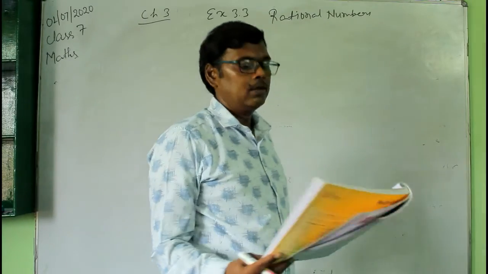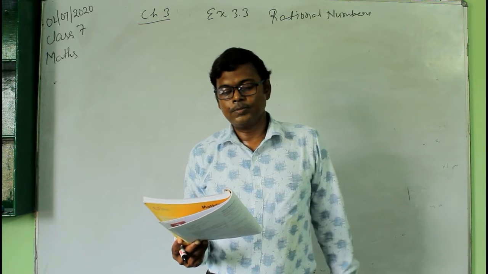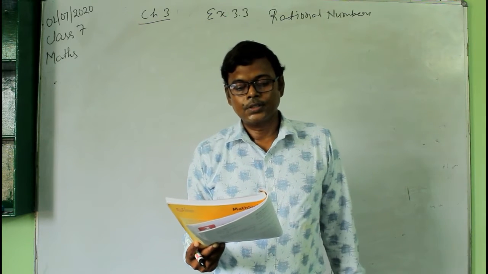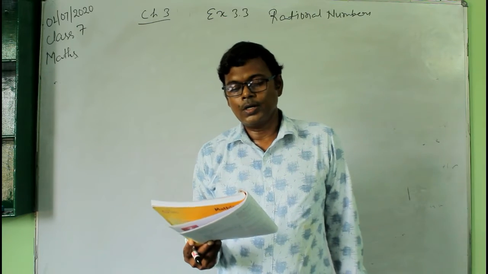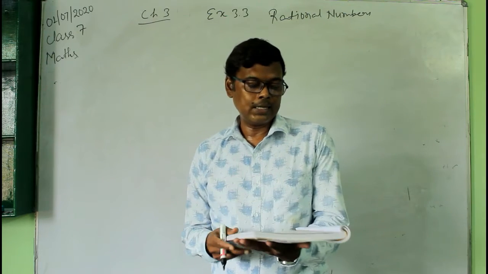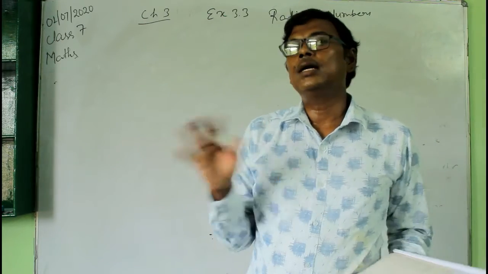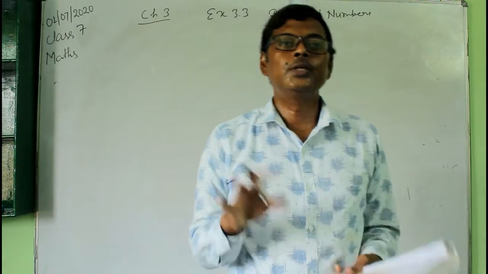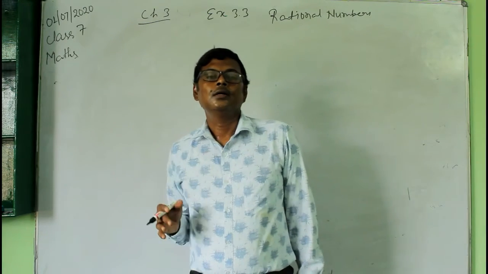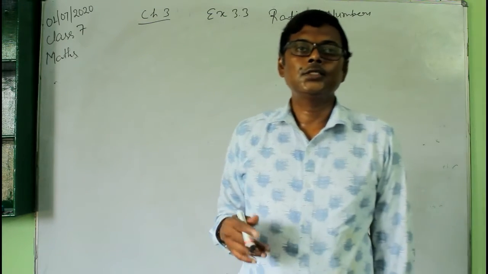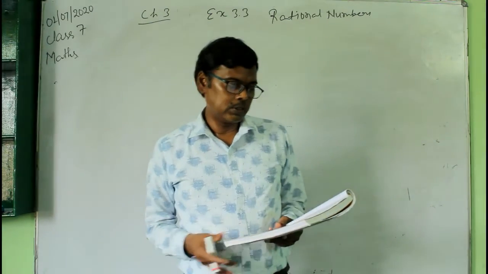So the question, exercise 3.3, number 1. Without finding the decimal representation, state whether the following rational numbers are terminating decimals or non-terminating decimals. Okay, यहाँ पर क्या करना है? In this question, without finding the decimal representation, मतलब हमको divide यहाँ पर नहीं करना है ना, divide भी नहीं करना है और कुछ भी नहीं करना है. Without doing anything, we have to find whether the given rational number is terminating decimal or non-terminating decimal, है ना. ये पता करना चाहिए. कैसे पता करेंगे?